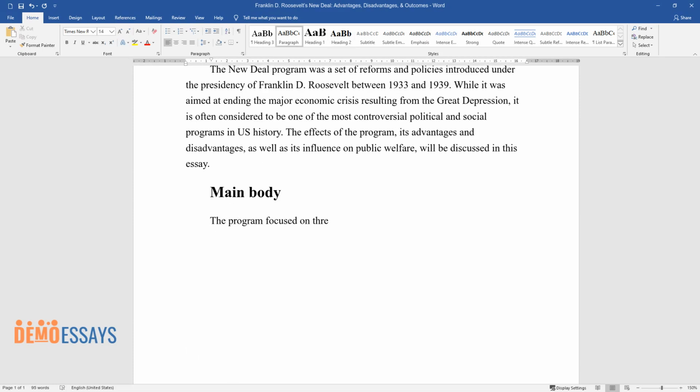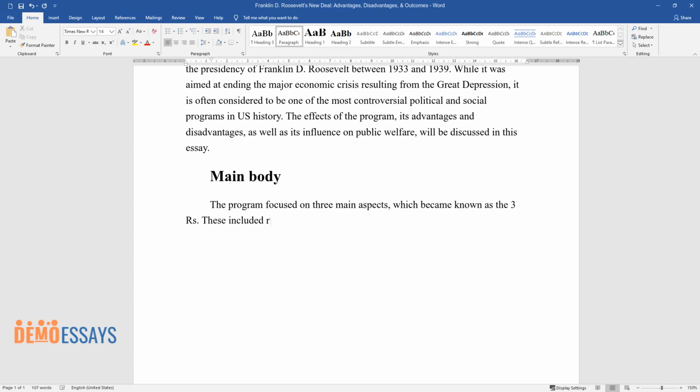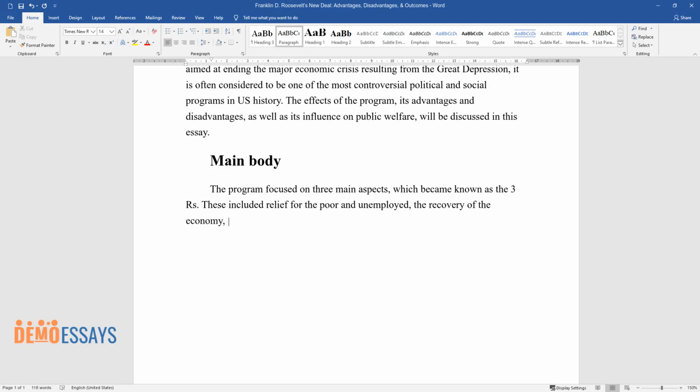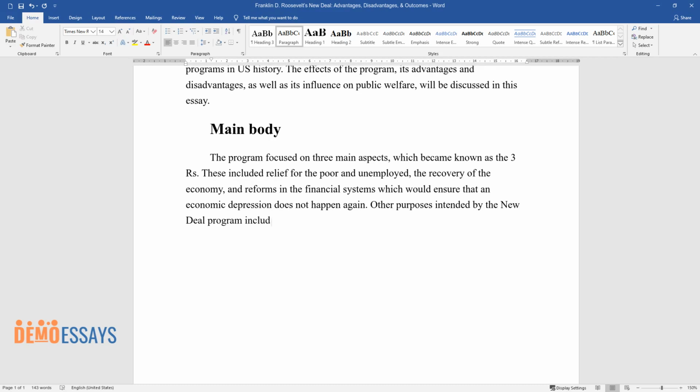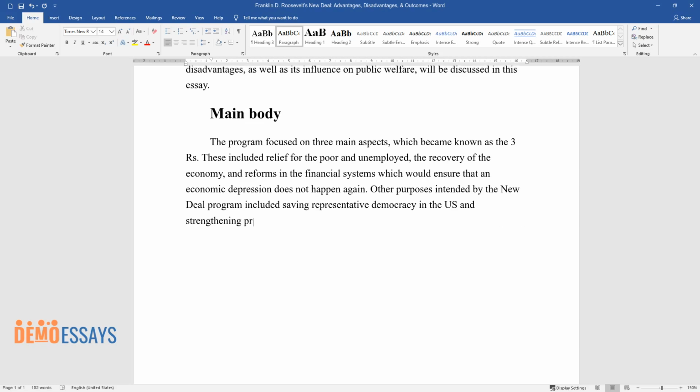The program focused on three main aspects, which became known as the 3 Rs. These included relief for the poor and unemployed, the recovery of the economy, and reforms in the financial systems which would ensure that an economic depression does not happen again. Other purposes intended by the New Deal program included saving representative democracy in the U.S. and strengthening private enterprise capitalism.